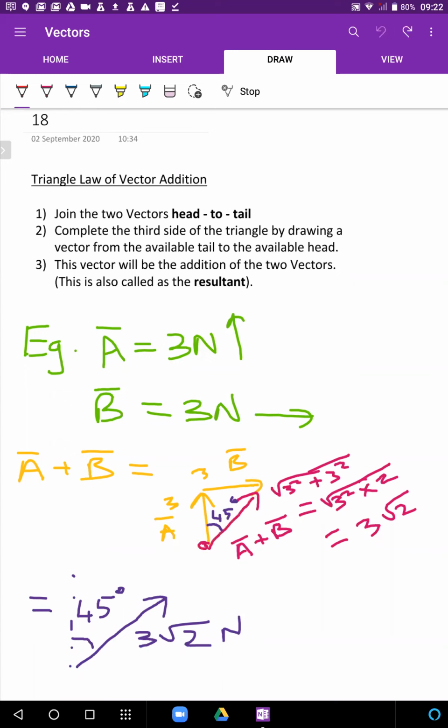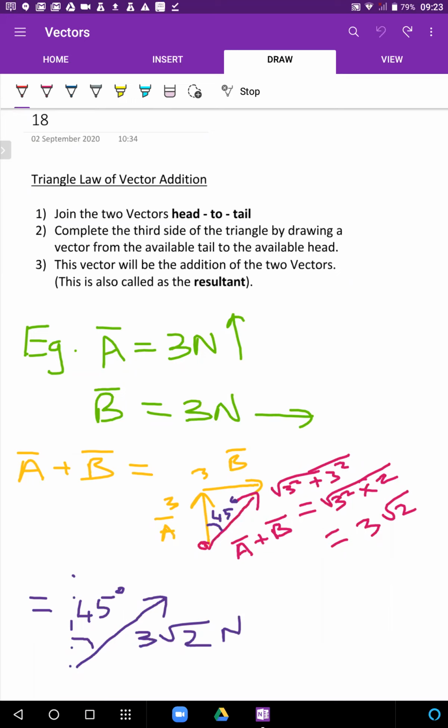I'm going to draw a vector from the available tail to the available head. Okay, that's the third side of the triangle. Available tail, A's tail, to B's head. B's tail is not available because B's tail is joined to A's head. A's tail was available, B's head is available. From A's tail to B's head we have drawn the third side.